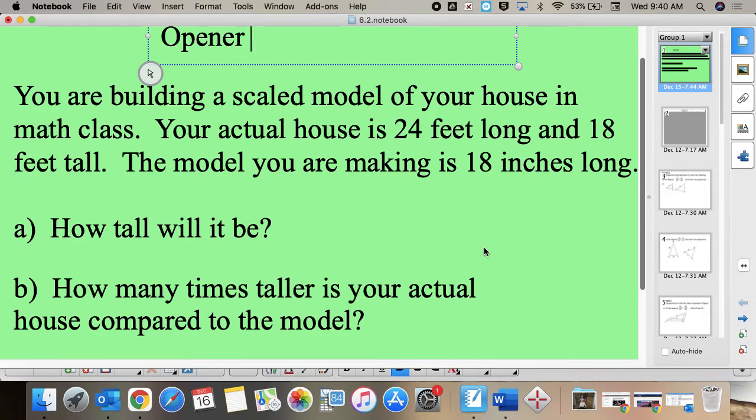All right, taking a look at 6.2. All right, 6.2 works on starting to create these ratios, creating these proportions, and finding your pieces that are true. All right, make your comparisons.